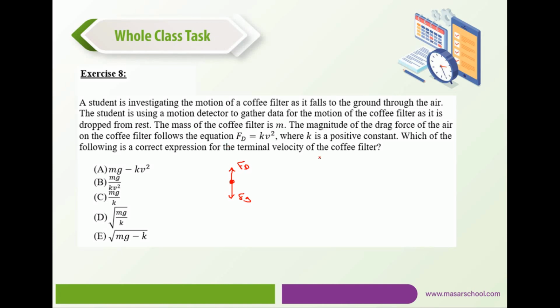So in this case, we can say that Fd equals Fg. They are balanced forces at the terminal velocity. Fd is kv², Fg is mg, and we're searching for the value of v. Then v is given by the square root of mg divided by k, and the correct answer would be D.